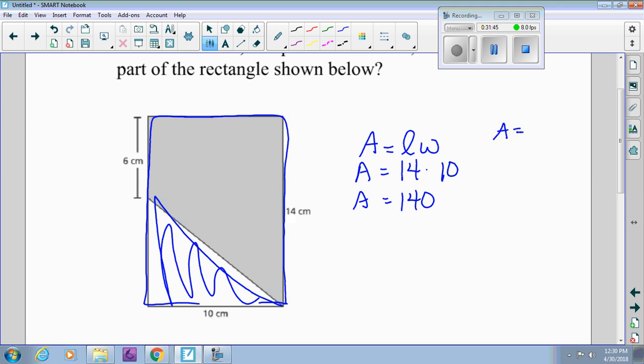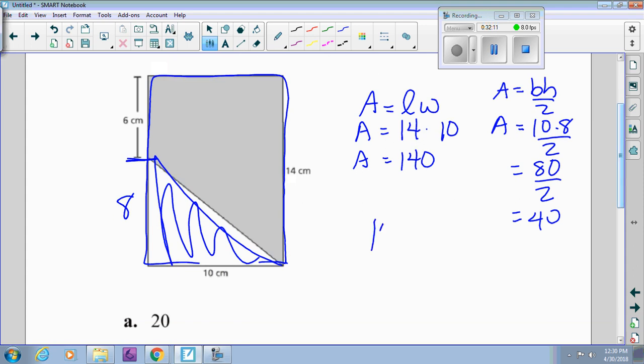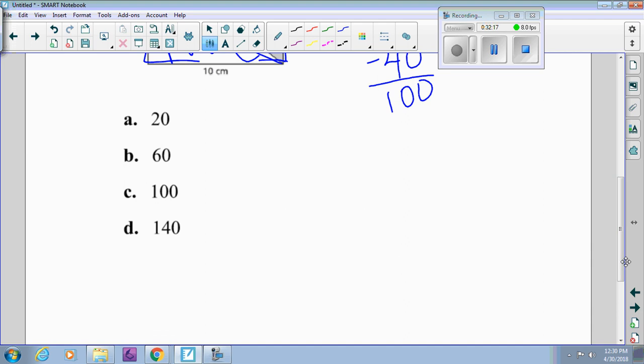So the area of this triangle is going to be base times height divided by 2. Lucky for us, it's a nice right triangle here. We have 10 times, we know if this is 6, this missing piece must be 8. So 10 times 8 divided by 2, so we have 80 divided by 2. We know that's a 40 centimeter squared section. So if we take 140 minus the 40 we don't want, you're going to have an area of 100. Right there, choice C.